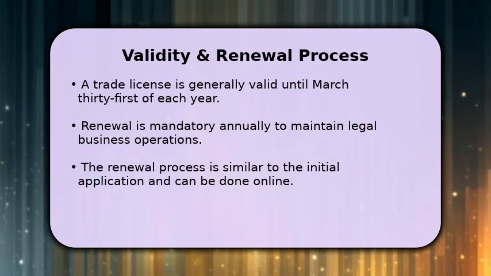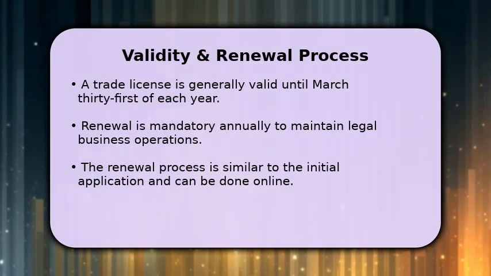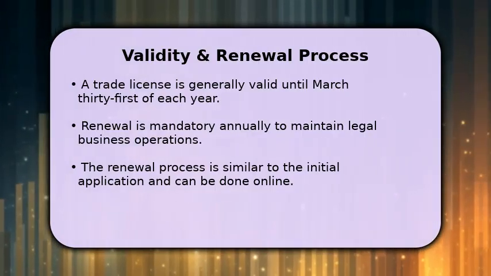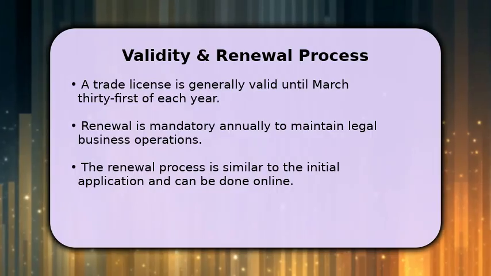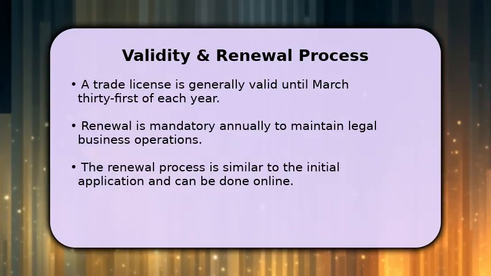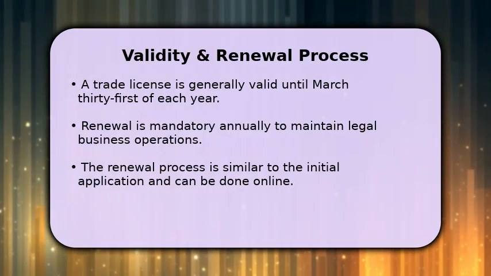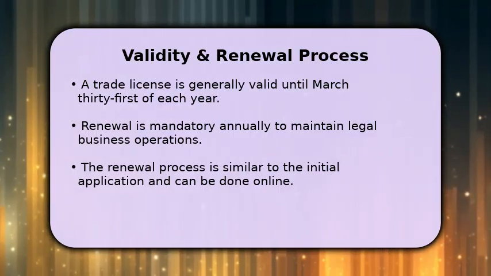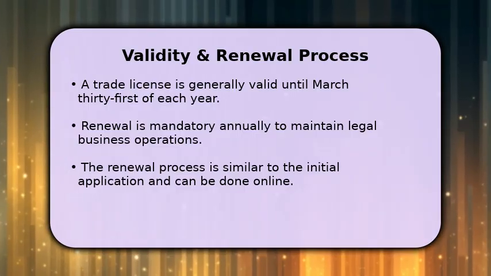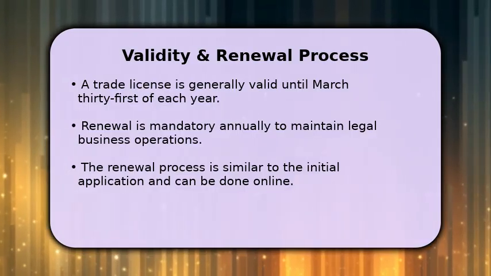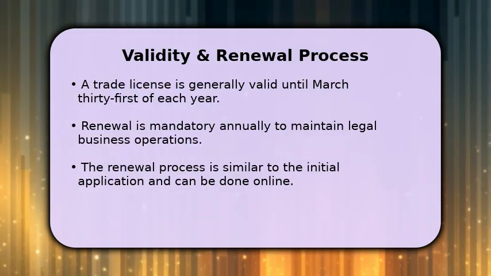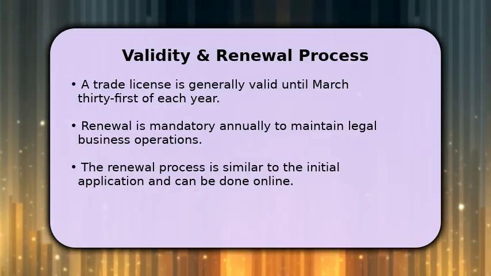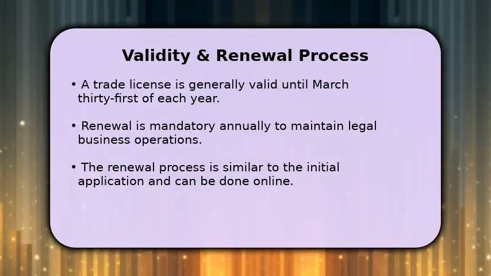Your trade license in Karnataka is typically valid until March 31st of every year, making annual renewal mandatory to ensure continuous legal operation. The renewal process is quite similar to the initial application and can often be completed conveniently online through the municipal portal. It is crucial to renew your license before its expiry date, as late renewals can result in penalties or even the temporary suspension of your business activities.